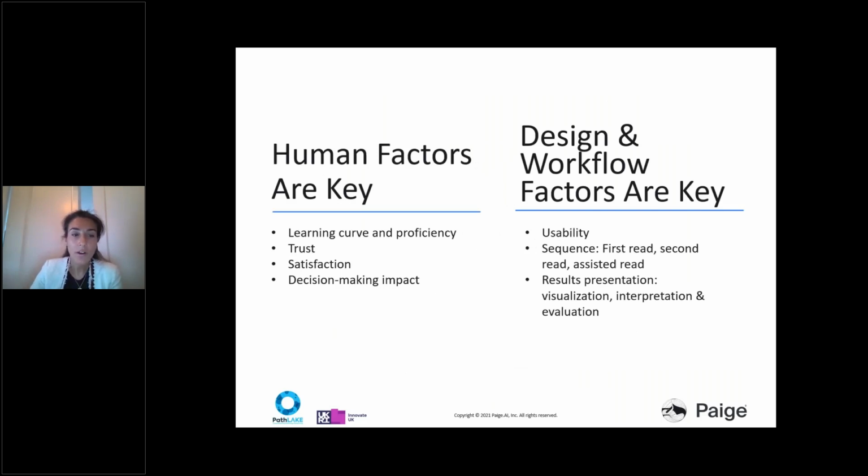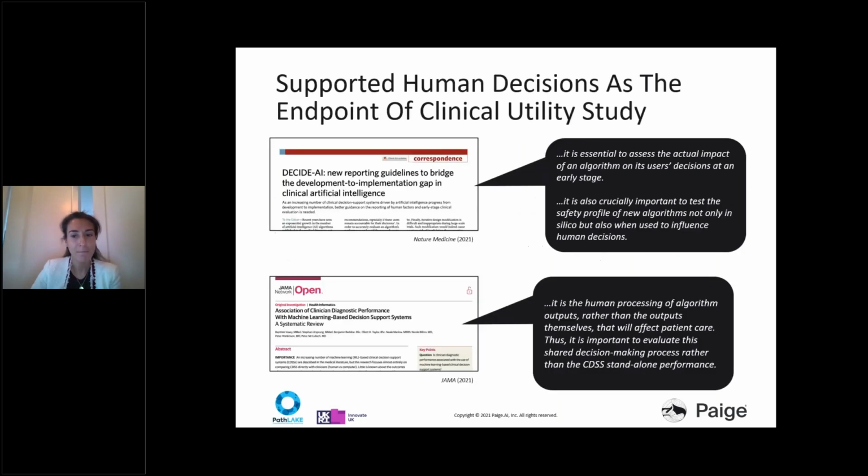So to determine whether your AI works, whether the patient will ultimately see a benefit, is about understanding how it works in the hands of a pathologist, which heavily depends on human factors, satisfaction, learning curve and proficiency, decision-making impact, and design and workflow factors, usability, when the AI is presented, and the way it's presented. Is it interpretable? Is it evaluable? And notice the word trust. It's a topic I've been thinking a lot about. What does it mean? And do we actually want it? I'll talk more about that later.